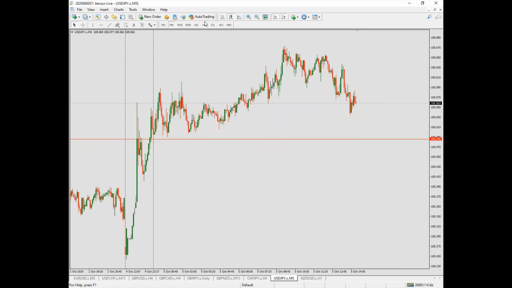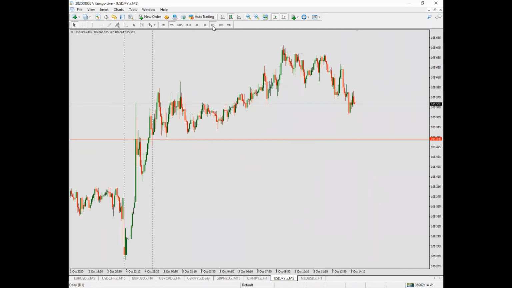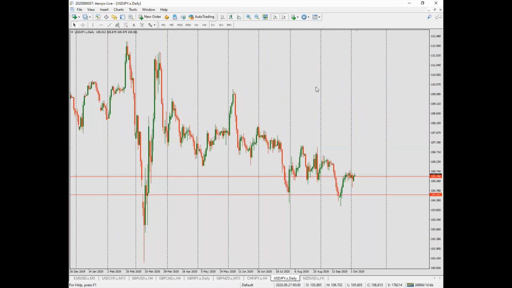Okay. Let's take a look at this 5-minute chart. Again, the situation is the same. This is what I'm looking for as an intraday trader. I'll take a look at the daily chart, and nothing else to say about the US dollar against the Japanese yen.